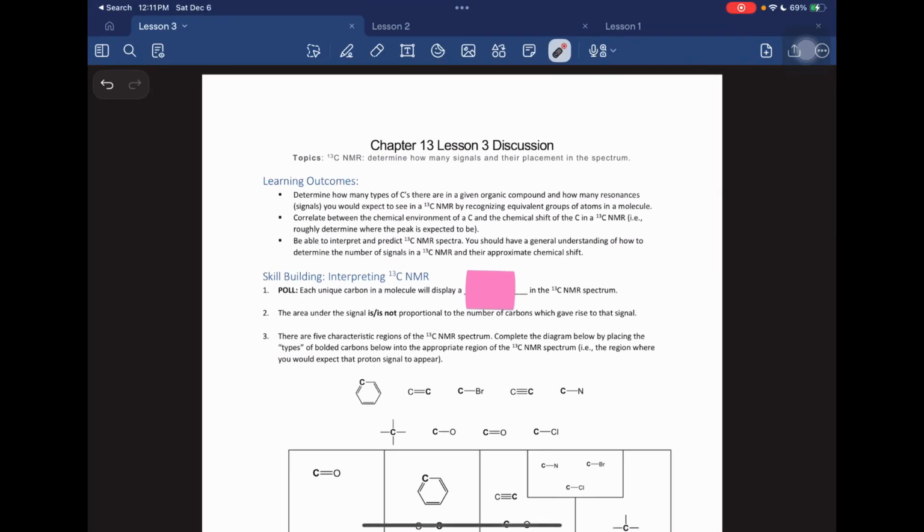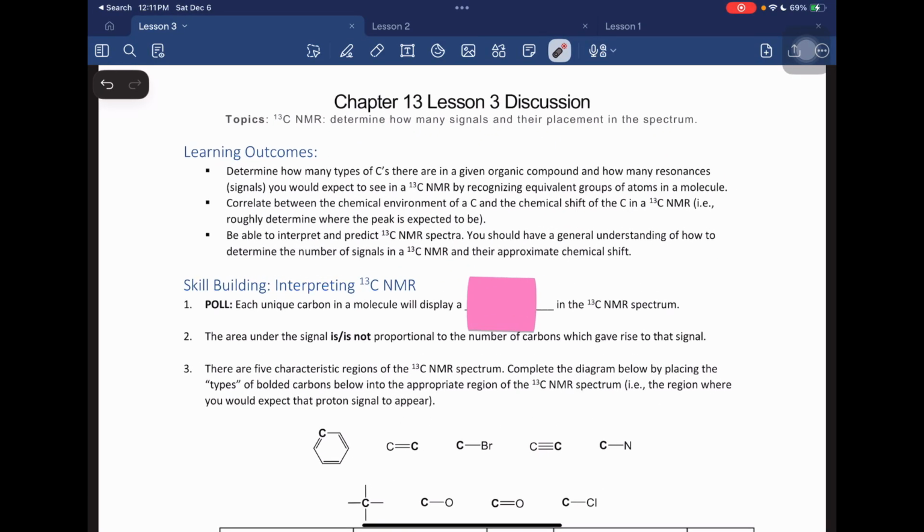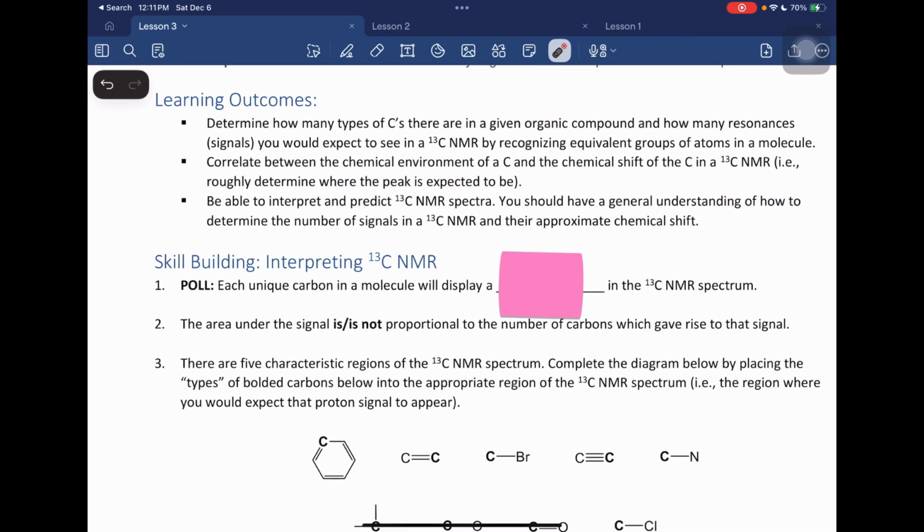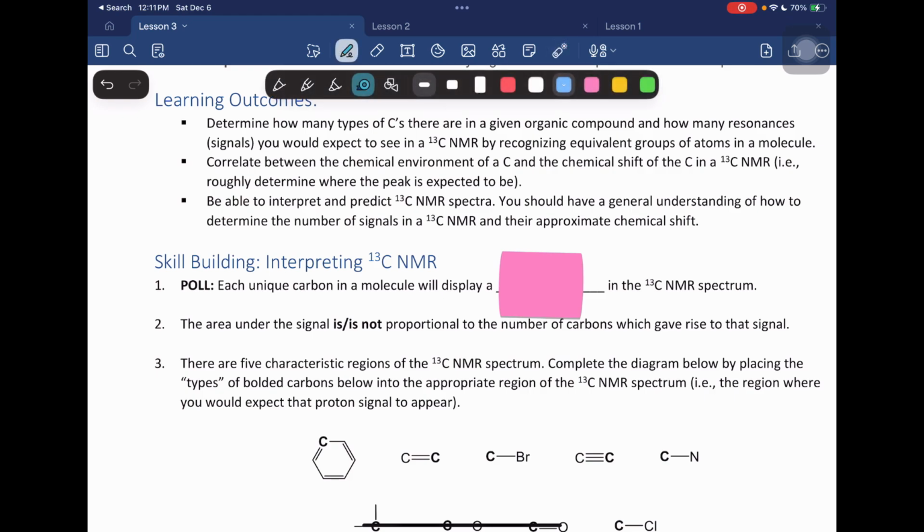Okay, so here's chapter 13, lesson 3. The first is a polling question. Each unit carbon in a molecule will display a blank in the 13C NMR spectrum. 13C NMRs, right? They tend to not have neighbors. So when they don't have neighbors, they're gonna have singlets. Next, it's very rare for them to have a neighboring carbon.